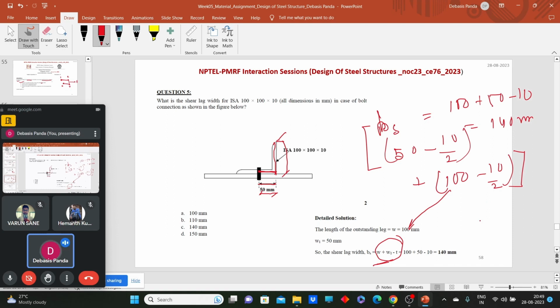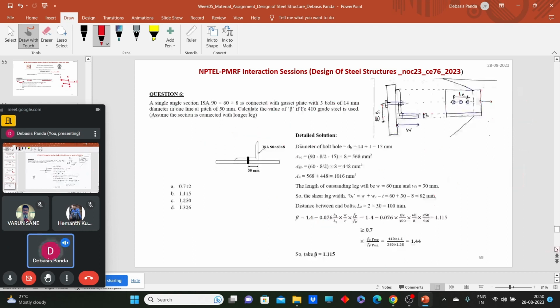Now tell me, for the welded connection, what will be the length of this? If, for example, there is no bolting, only welding is there. What will be the value of Bs for this? Tell me quickly. Only welding is done. What should be the Bs value? w. Yes, w means that is the width of the outstanding leg. So this is 100. Okay.